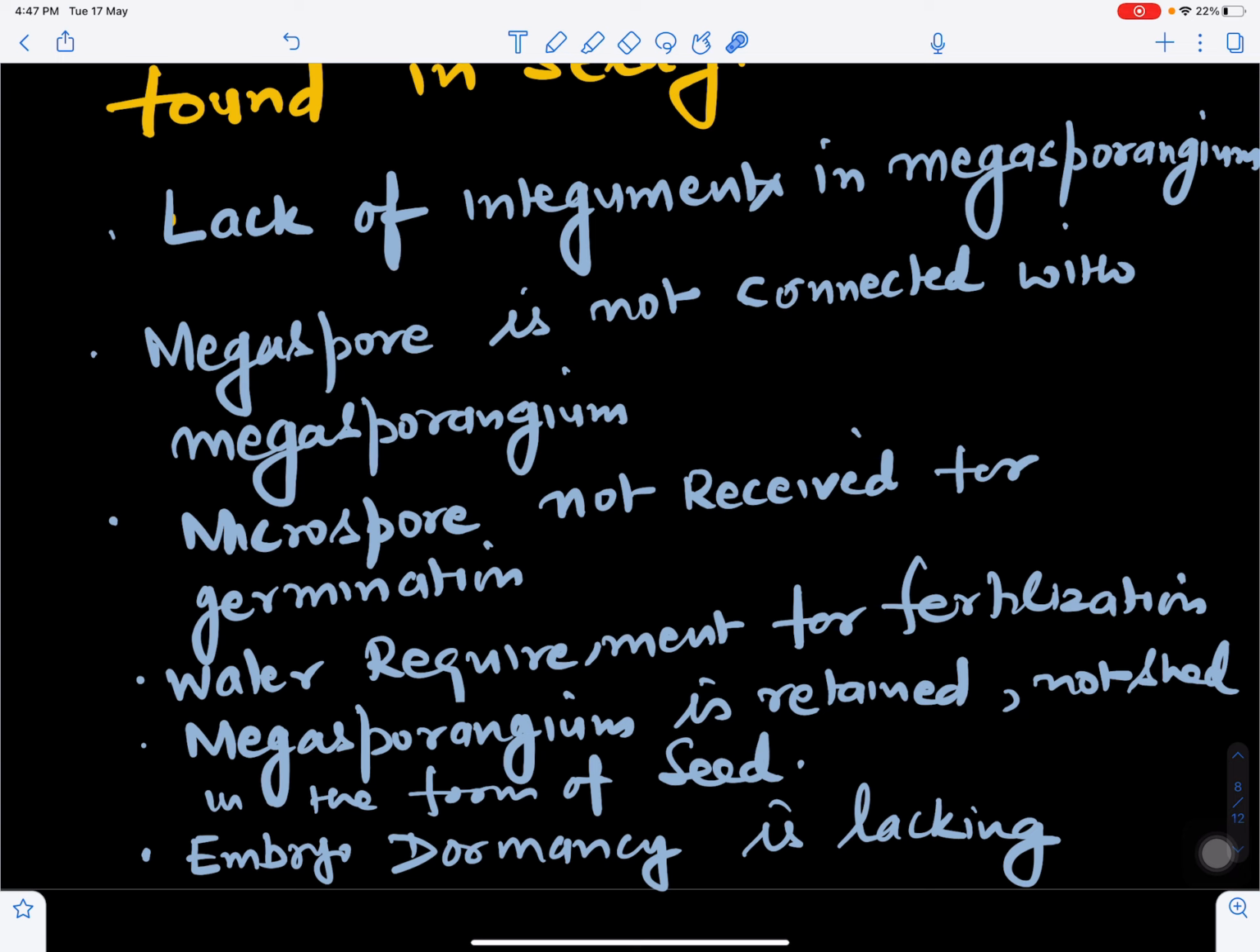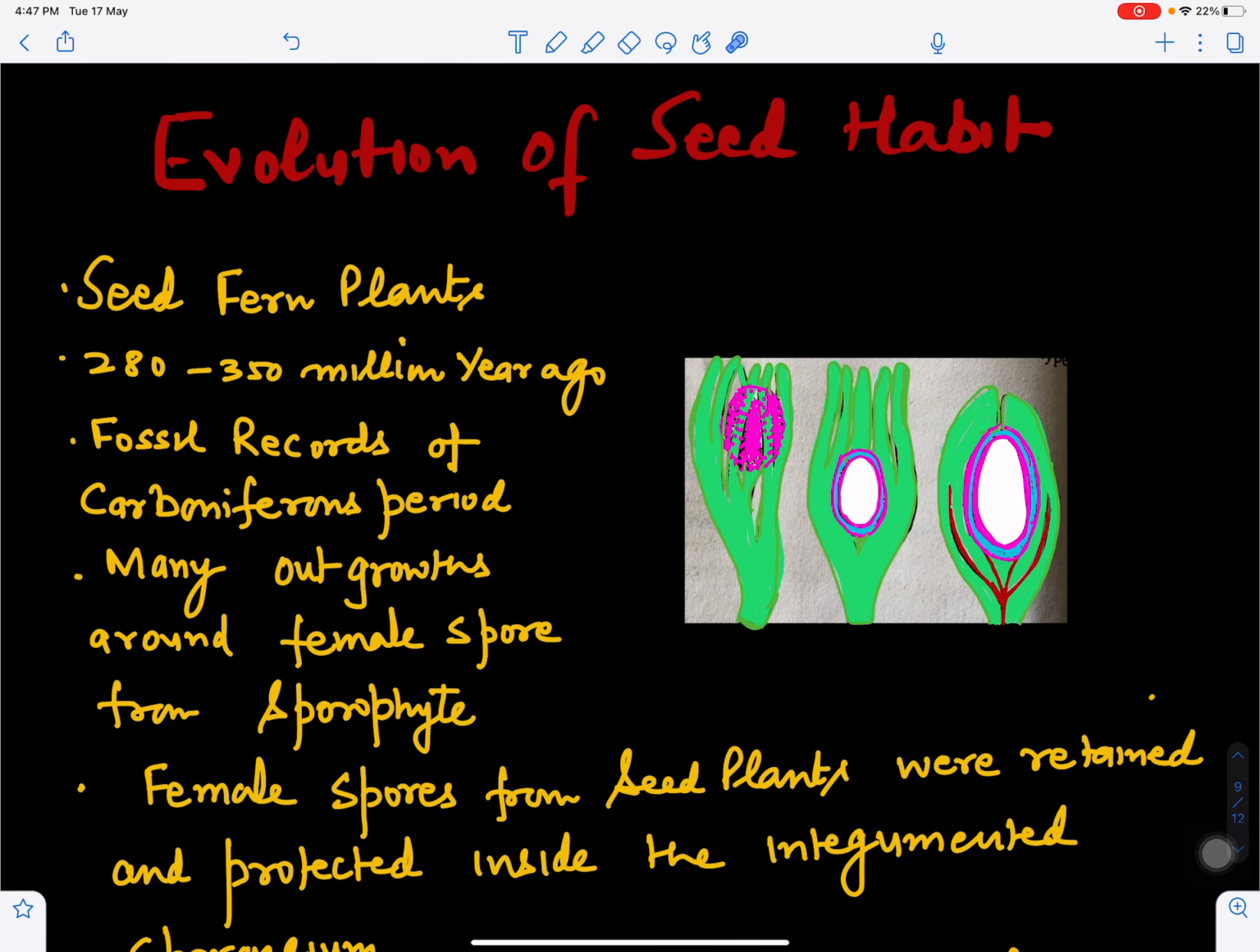is retained, not shed in the form of seed. Megasporangium is retained, but it is not dispersed outside like a seed. And in angiosperm, what happens when embryo is produced, that becomes dormant, that undergoes a resting period, and that resting period or dormancy period is lacking in case of gymnosperm. So this has led to the evolution of seed habit in case of gymnosperms as well as in case of angiosperms. Now what is evolution of seed habit?